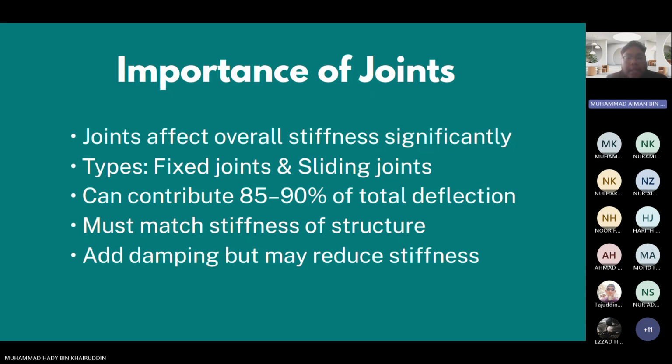From 85% to 90% of total deflection comes from joints, not the structure itself. This means even if the structure is strong, a weak joint can reduce the performance and will fail in the long term. Joints also affect the stiffness, damping, and overall, the most important one I think is accuracy. So designers must ensure it is strong, rigid, and properly aligned. So, next slide.